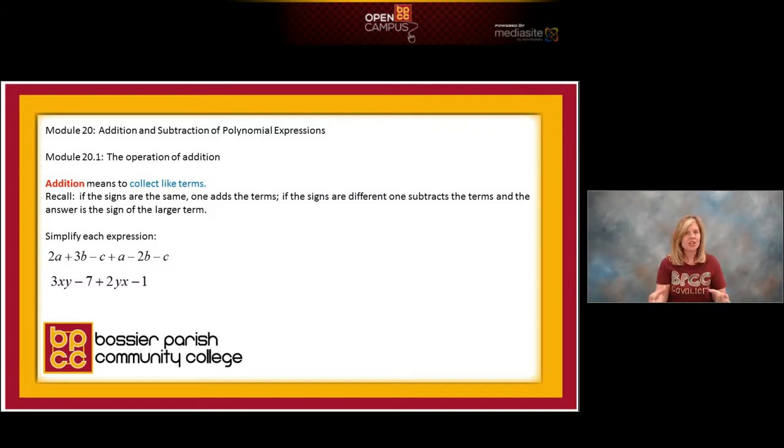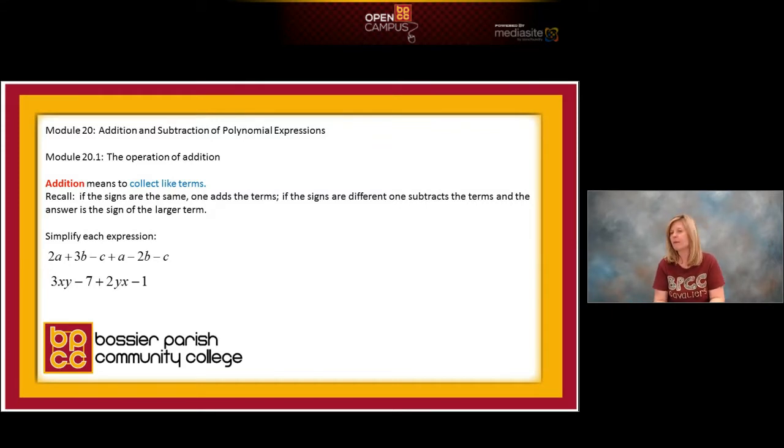In math, addition just means put together. When you see a plus sign, that means just take the terms and bring them together. But you've already learned you can only put together terms that are alike. We've already discussed this. You can only add an apple to an apple or an orange to an orange.